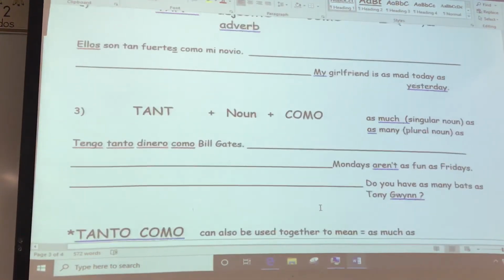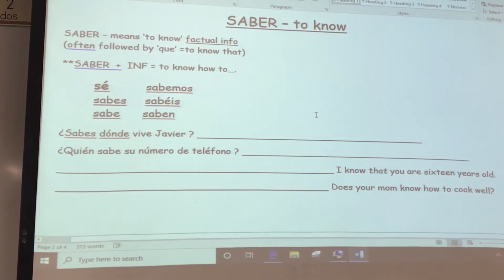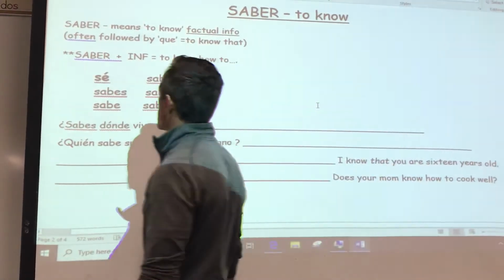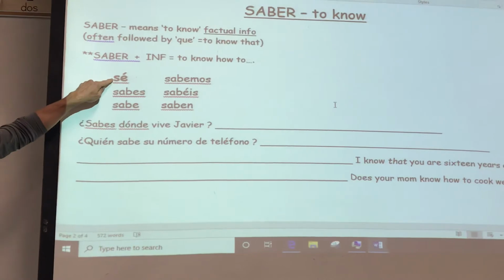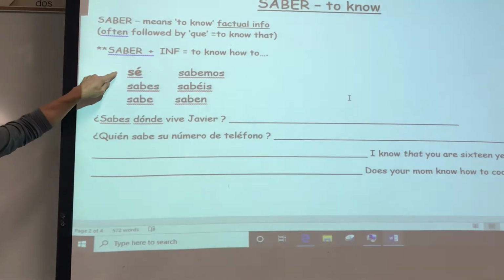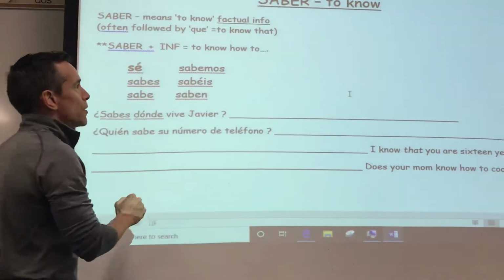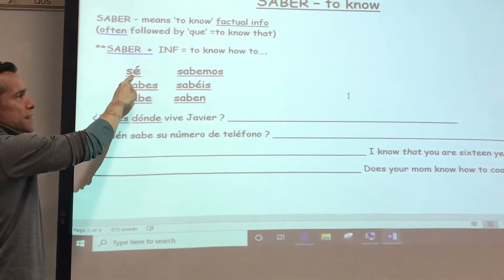There we go. On page 35 of your workbook, it has the verb saber. The only thing you have to know when conjugating it is the yo form is irregular. There's no such thing as sabo, S-A-B-O. Don't do that. If it were a regular verb, you would take off the ER and add an O, but that doesn't exist. The yo form is sé, S-E.